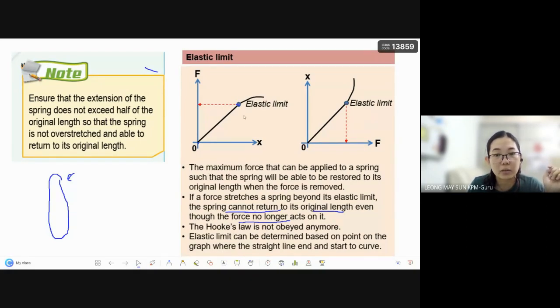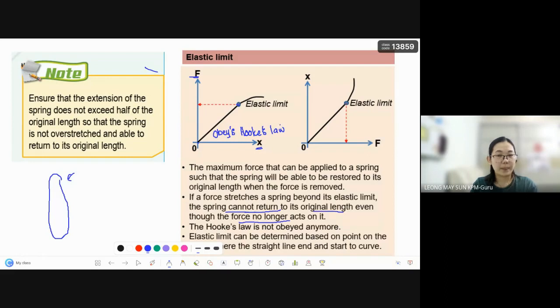So if you look at these two graphs, do take note that these are two different graphs. This first graph is force over extension, and this portion here obeys Hooke's law. It obeys Hooke's law, whereby when the force is removed, it will go back to its original length. Okay, but at this position, this is the maximum force.